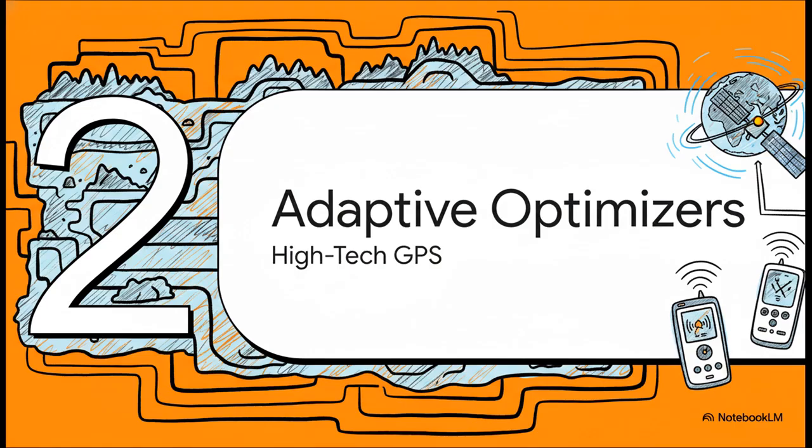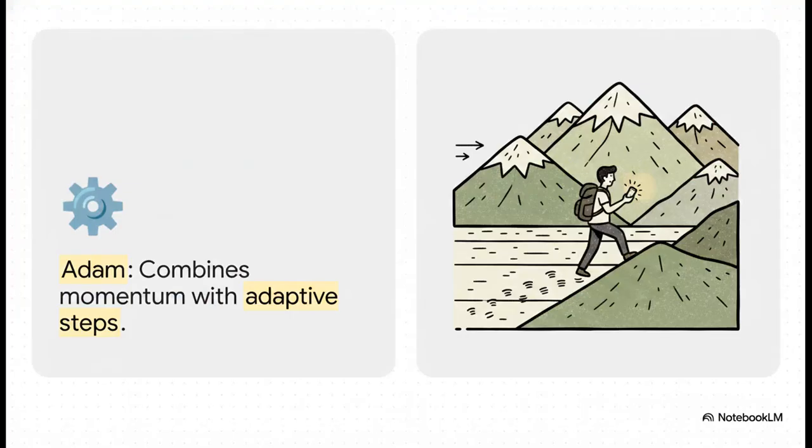That brings us to Section 2, Advanced Adaptive Optimizers. Basically, high-tech GPS for tricky terrain. Enter Adam, which stands for Adaptive Moment Estimation. This takes that shopping cart momentum and combines it with adaptive steps. It acts exactly like a smart hiker equipped with a top-tier GPS.